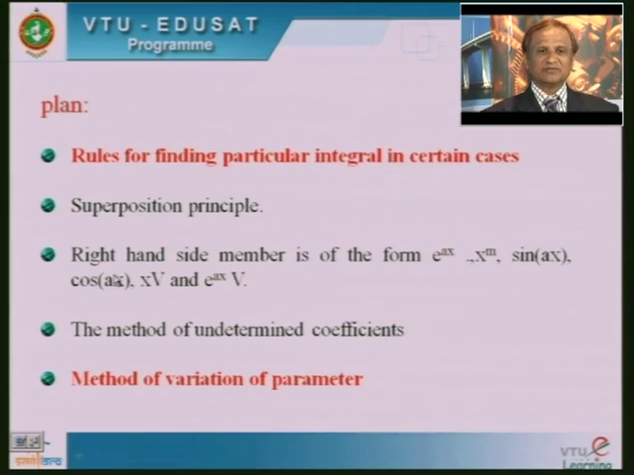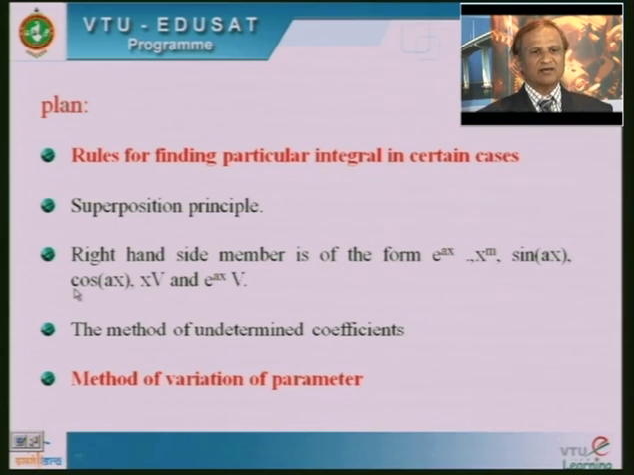What is the form of the right hand side member? It may be of various types. For example, it may be of the type e raised to ax, where a is some constant, or of the type x raised to m, or sin ax, or more generally sin of (ax plus b), where a and b are some constants.